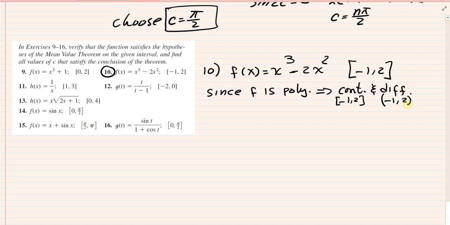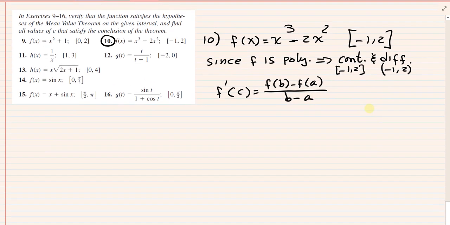Okay. Now, for the mean value theorem, we said f prime at c is going to equal f at b minus f at a, divided by b minus a. Correct? Now, in number 10, a is the lower limit, b is the upper limit of that interval. Now, f at b, that means f at 2. F at 2 is 2 cubed minus 2 times 2 squared.